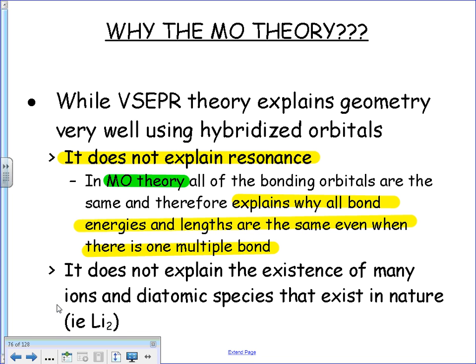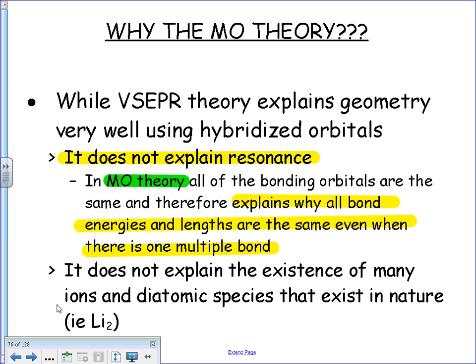Knowing that the VSEPR theory helps us explain molecular geometry, the valence bond theory is going to be more helping us with the electron domains, electron group geometry, and double and triple bonds. The molecular orbital theory's purpose is to help explain resonance. We know that resonance is an overlap or a superposition of multiple valid Lewis structures.